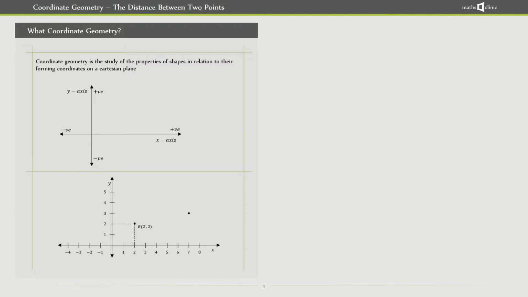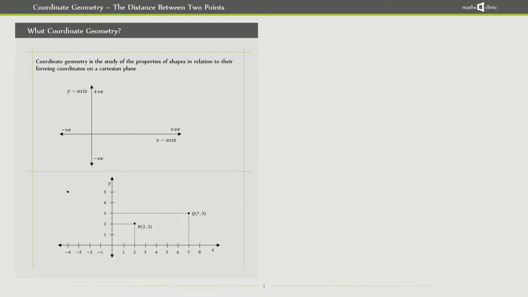Let's try another point. I have this other point here, and I'm going to trace this to the x-axis, and it gives me 7. So I have 7 on the x-axis and 3 on the y-axis. I'm going to call this point Q, and Q in brackets is (7, 3), because it's 7 on the x-axis and 3 on the y-axis. So we'll always put the x-axis first. It's (7, 3), not (3, 7). The x-axis always comes first and then the y-axis.